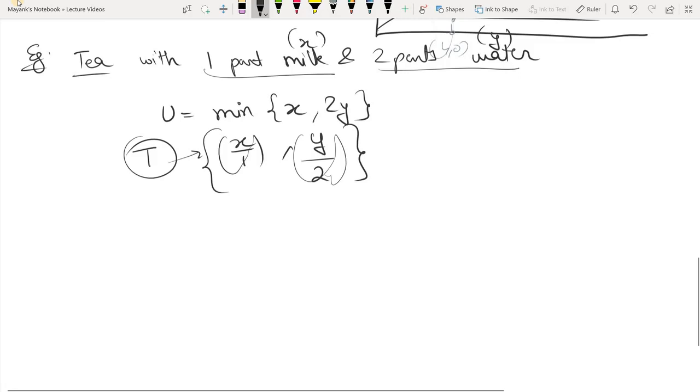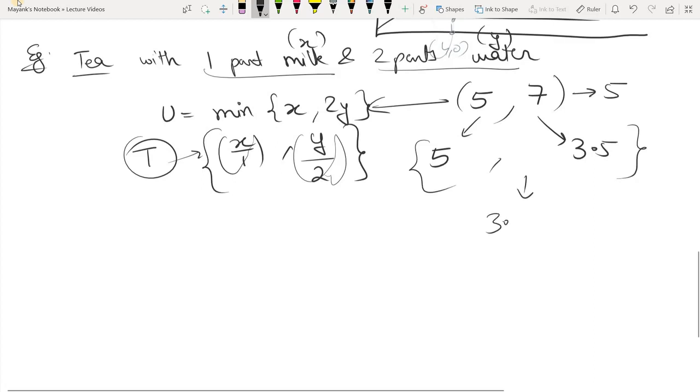Alright, so if you have, let's say, 5 parts of milk and 7 parts of water, then you have enough milk for 5 cups of tea, but you have enough water only for 3.5 cups of tea, because you need 2 parts of water for each cup of tea. So if you had been using this utility function, the answer would have been 5. But actually the answer is the minimum of these two things, which is 3.5, which now you see is obvious, because it is not milk which is the limiting part. It is water which is the limiting part here. So even though you have more water, you require more water, and that's why even though water is more, it is still limiting in this case.